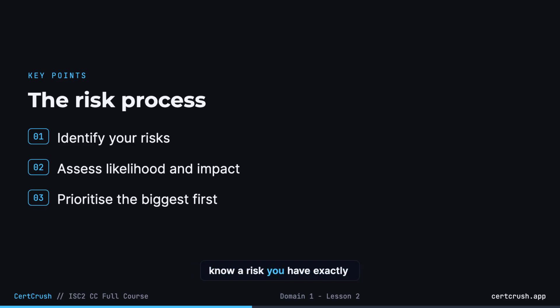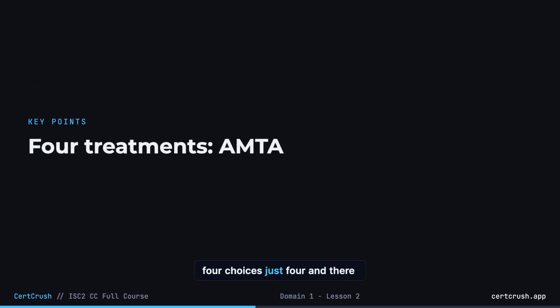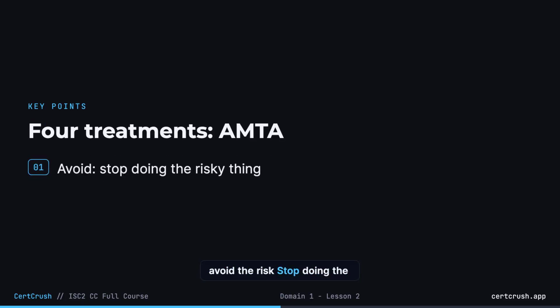Once you know a risk, you have exactly 4 choices. Just 4. And there is a clean way to remember them. You can avoid it, you can mitigate it, you can transfer it, or you can accept it. Take the first letter of each, and you get AMTA. Let me walk through all 4. You can avoid the risk. Stop doing the risky thing entirely. Do not store credit card numbers, and you cannot lose them.